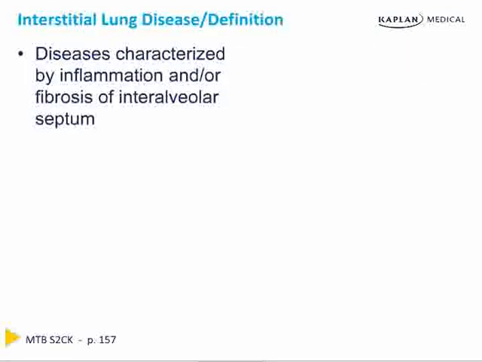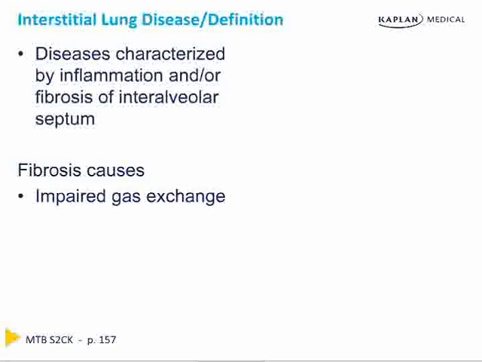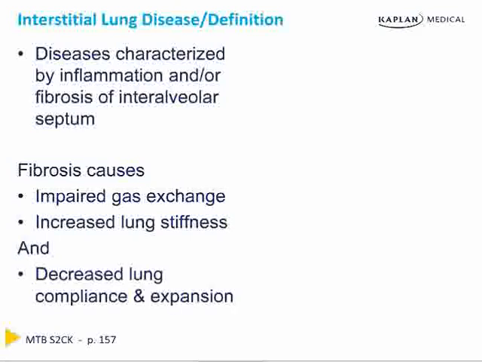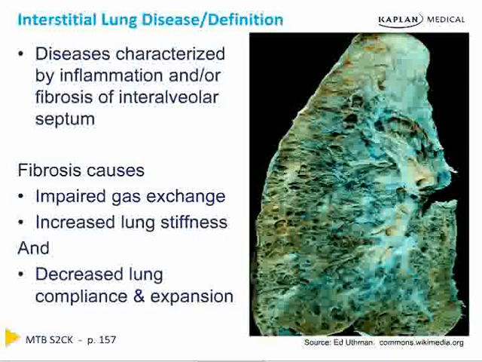Interstitial lung disease is characterized by inflammation and/or fibrosis of the interalveolar septum. Rather than being a disease of the air spaces or alveoli, this is a disease of the septae, which is the tissue that surrounds all the alveoli. Fibrosis in the lung can cause impaired gas exchange, increased lung stiffness, and decreased lung compliance and expansion. This is a picture of a fibrosed lung.